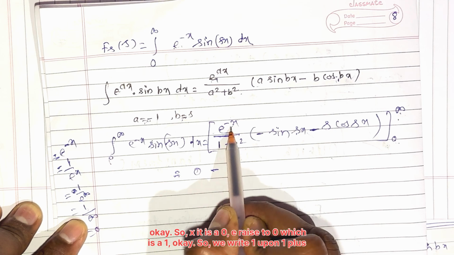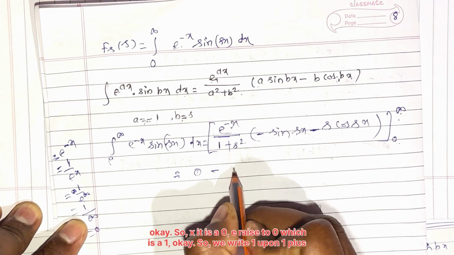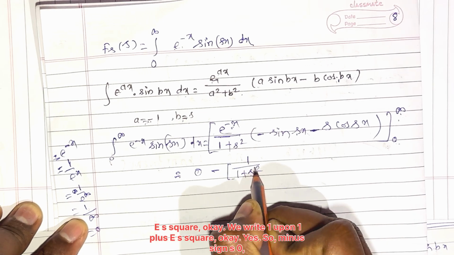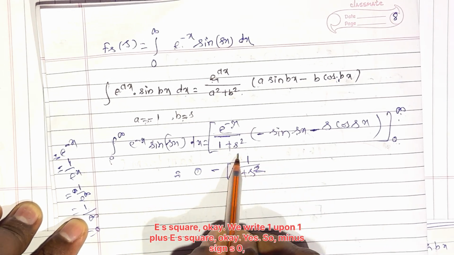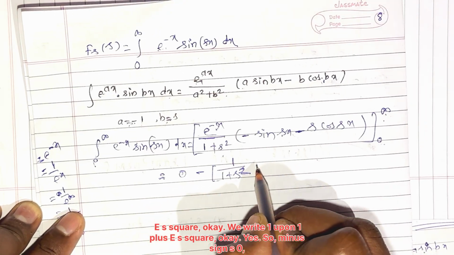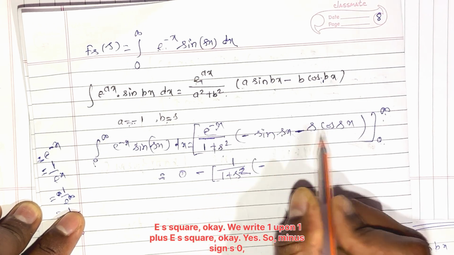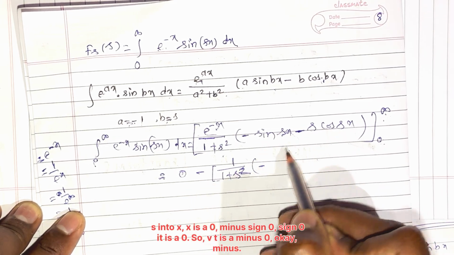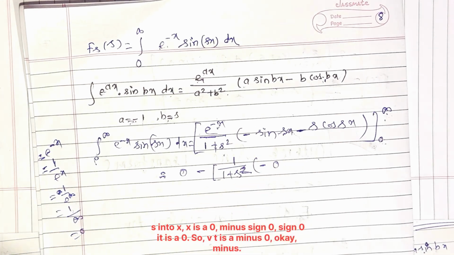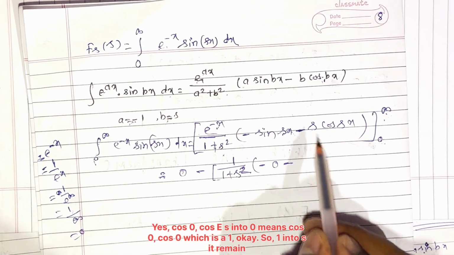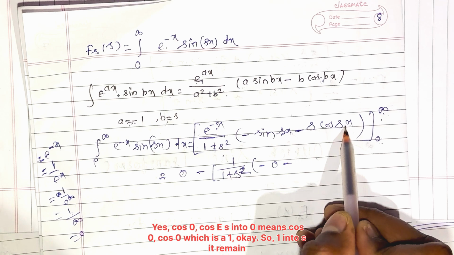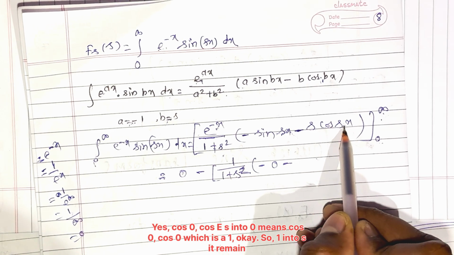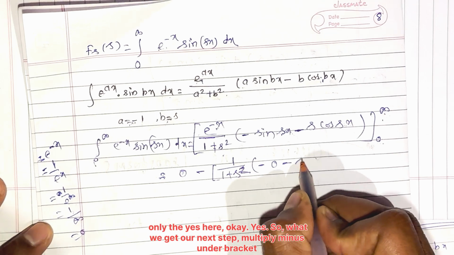So x is 0, e raised to 0 which is 1. So we write 1 upon 1 plus s square. Yes, so minus sine of s into x where x is 0, minus sine 0 is 0, so it is minus 0. Minus s cos 0, cos of s into 0 means cos 0 which is 1. So 1 into s, only the s remains here.